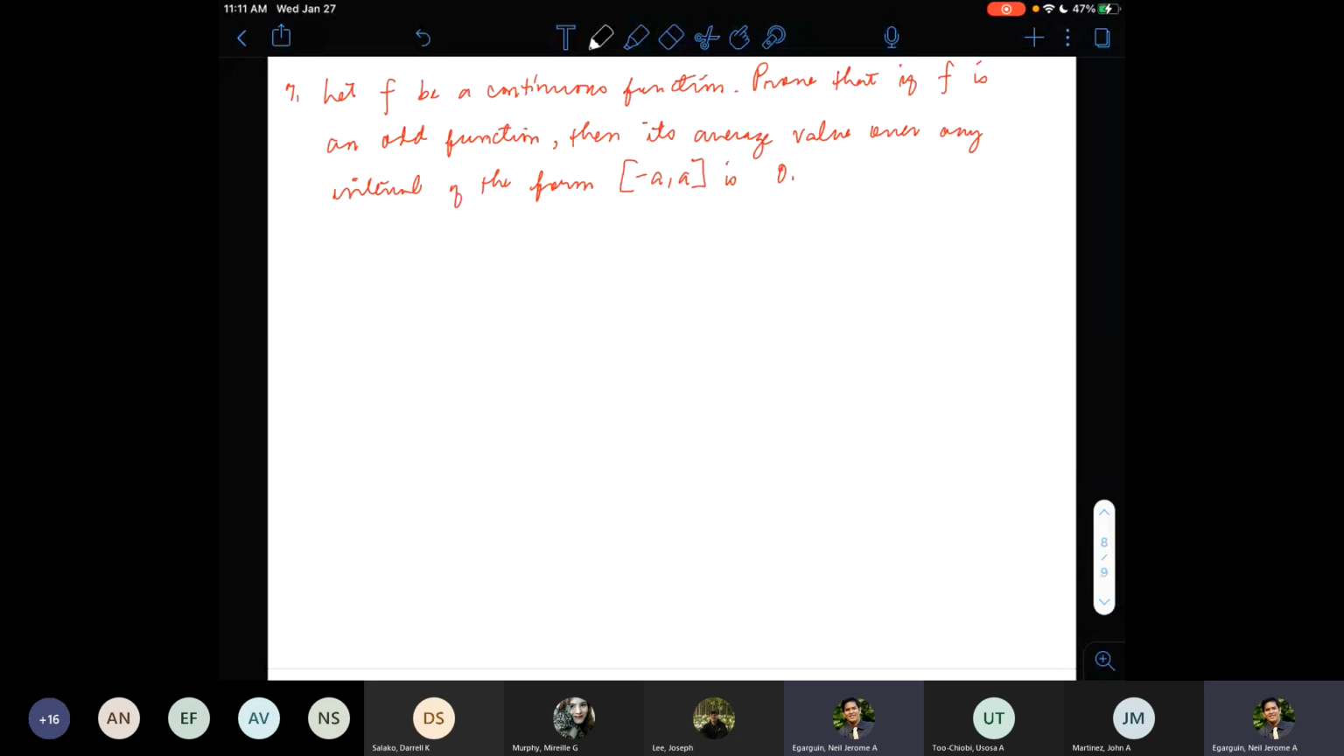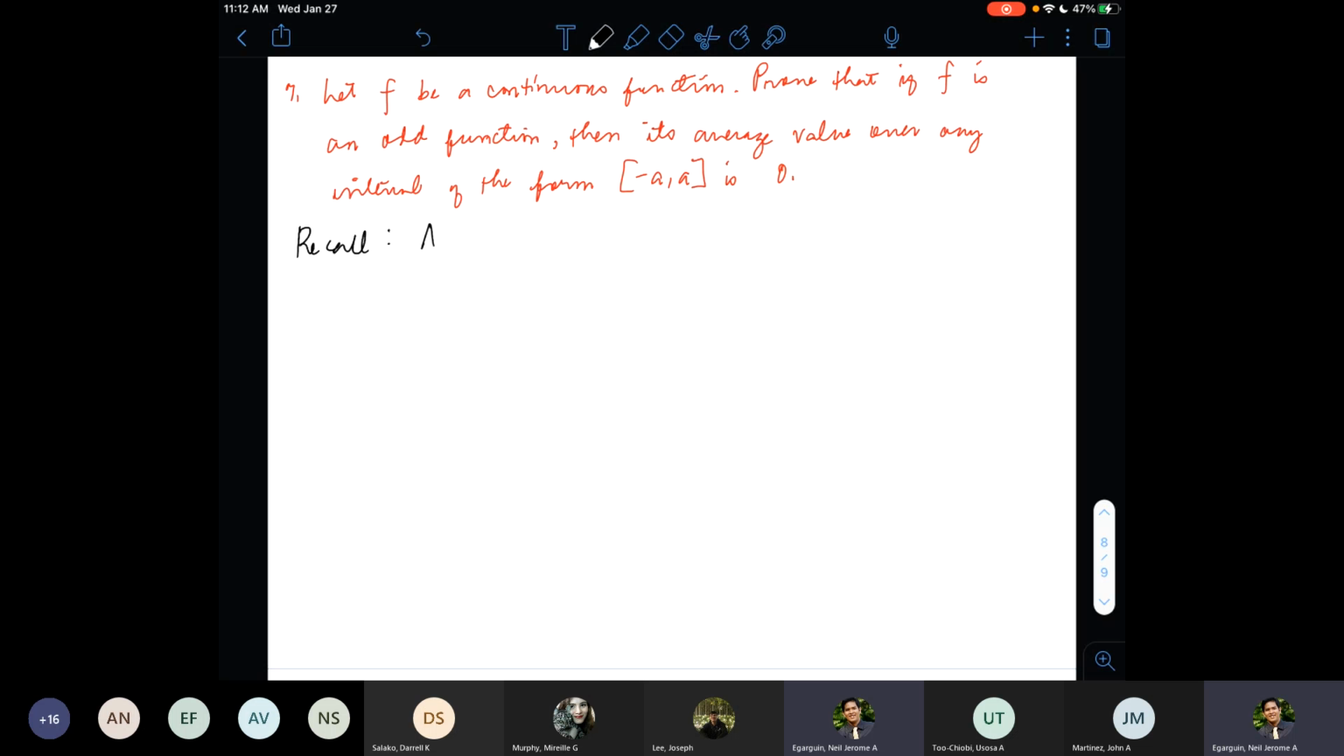Okay, number 7. This is kind of a proving problem. So here we have a continuous function f, and we want to prove that if f is an odd function, then its average value over any interval of the form negative a to a is 0. First, we need to recall what an odd function is, right?